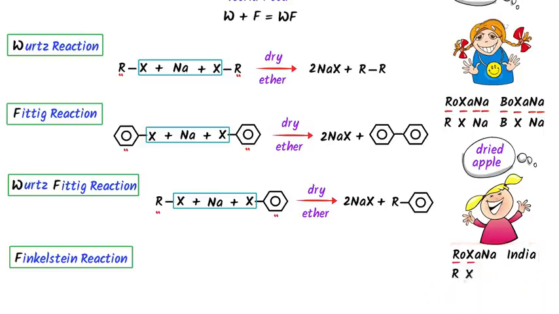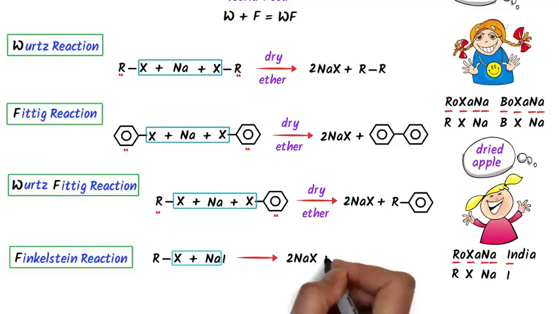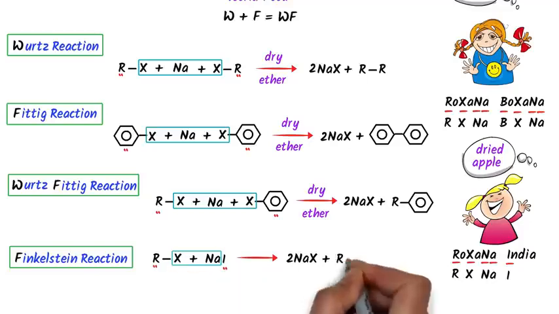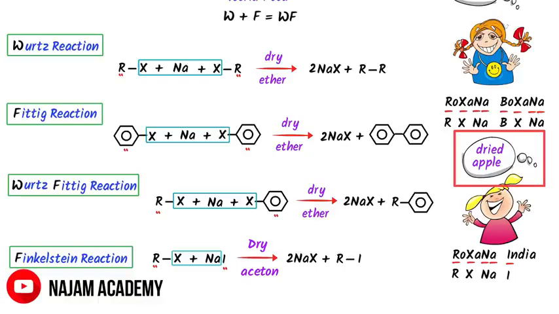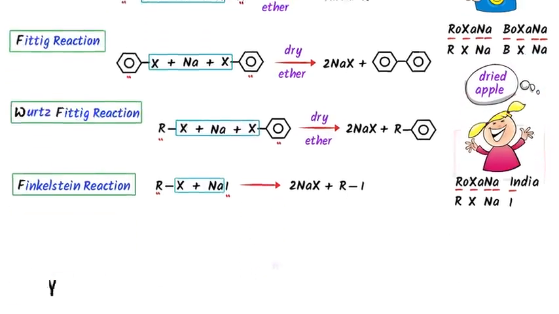Now as usual, I take R and X. Then I take sodium. This I in India stands for iodine, I. We know that a metal like sodium loves to react with this halogen. So we get sodium halide plus alkyl iodide. This dry apple means dry acetone. So this is the complete Finkelstein reaction.